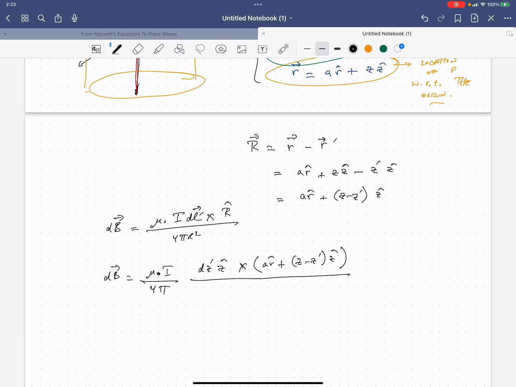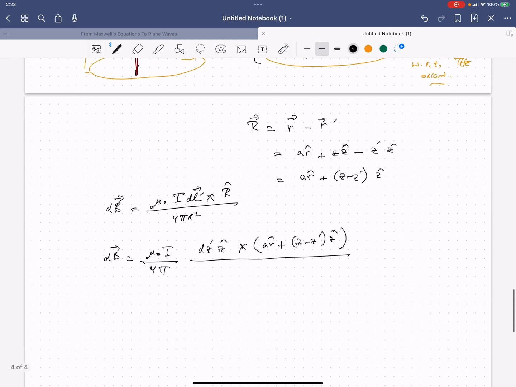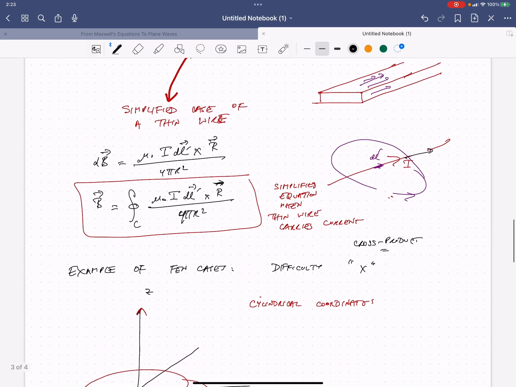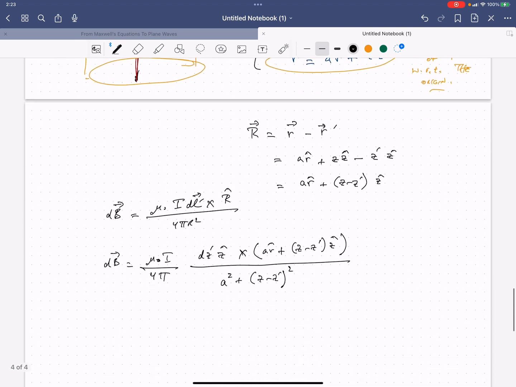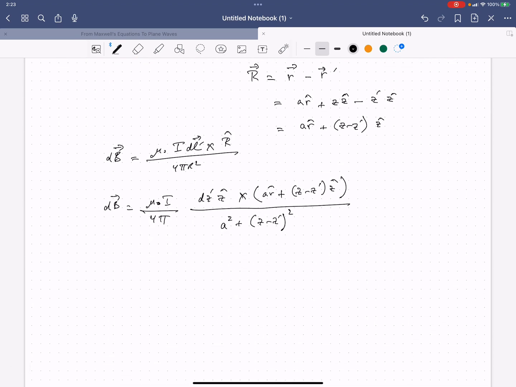over, now I've got to write R squared, so let me first write it down and then tell you guys how I got it. So it's over A squared plus Z minus Z prime squared. No, sorry guys, this is R hat, these are R hats. Keep going back and forth with this. So this is R hat, R hat. Okay, Z minus Z prime squared to the 3/2.